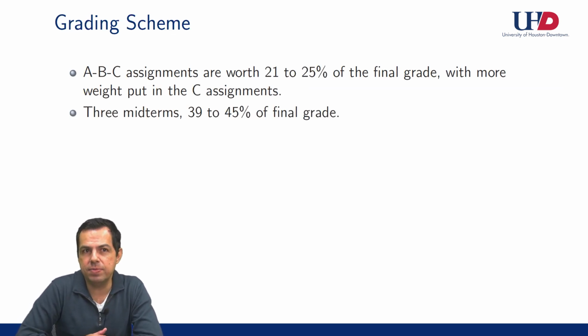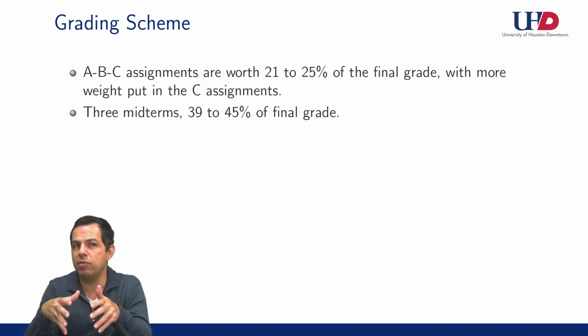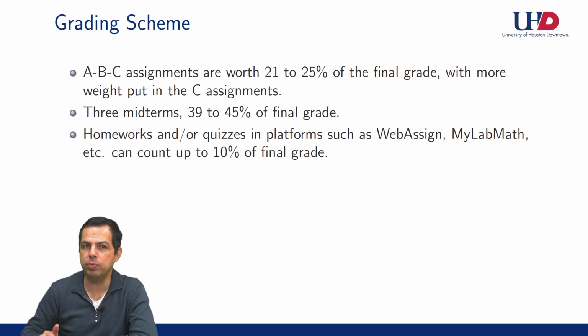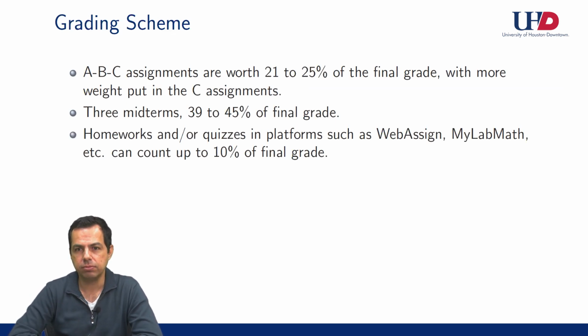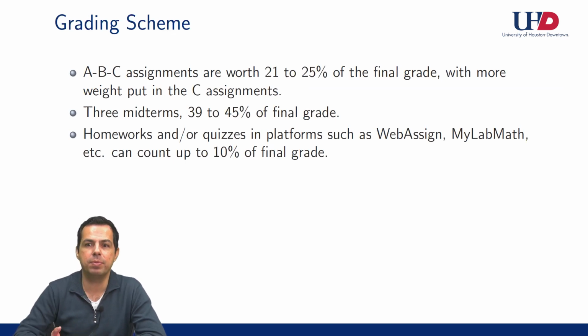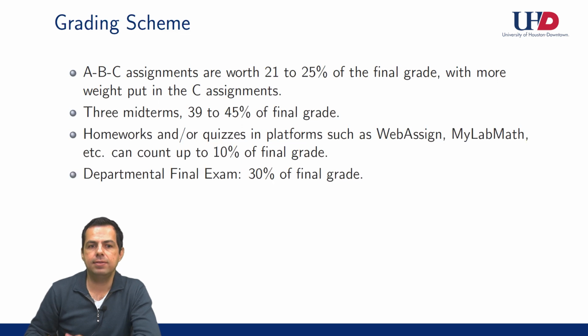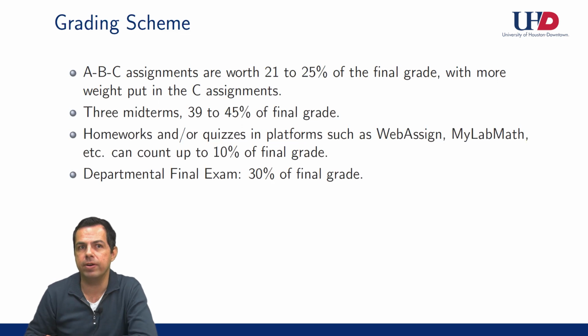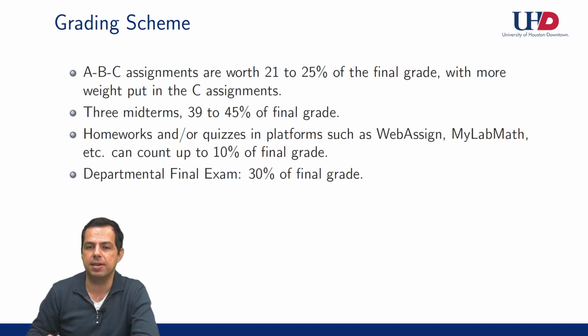I still have 3 midterms or 3 exams. They usually weigh 39 to 45% of the final grade. You can assign less weight if you prefer. That's completely up to you, and put more weight on the ABC homeworks. In some classes, I have traditional homeworks in platforms like WebAssign or MyLabMath. You can put up to 10% of the final grade for these traditional homeworks. And in some classes, we have a departmental final exam. In other classes, you create your own final exam. Usually, I put 30% of the weight for the final exam.